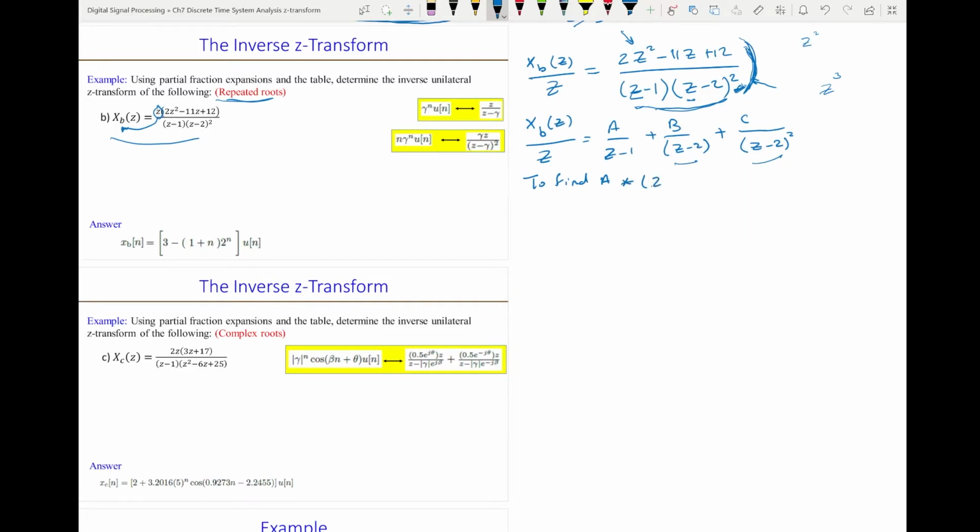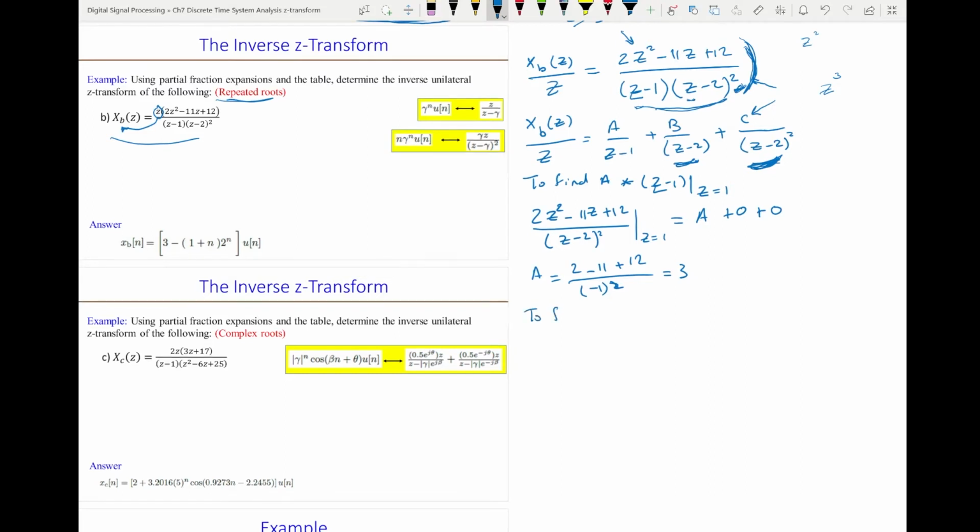All right, to find a, multiply by z minus 1 and set z equal to 1. So then a will be 3. Now here we have an issue. Should we find b first or c? Well, it's easier to find the constant that has the highest power in the denominator. In this case, it's the c. So to find c, multiply everything by z minus 2 to the power of 2 and set z equal to 2.